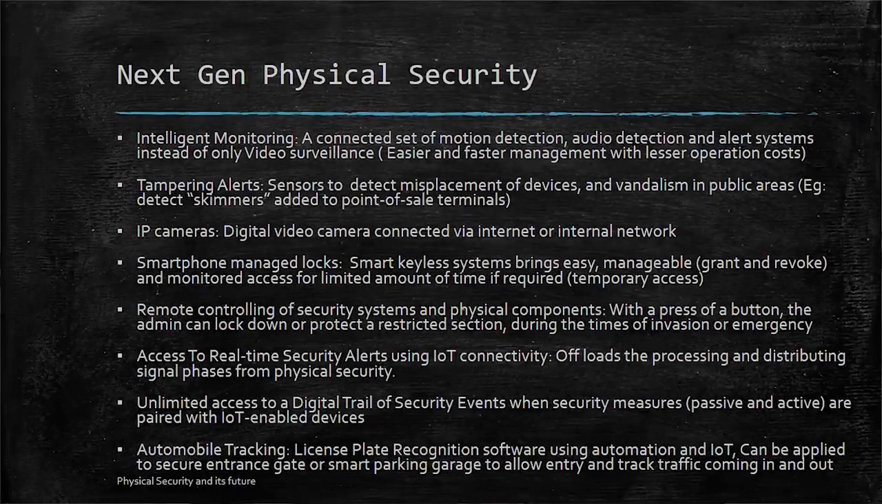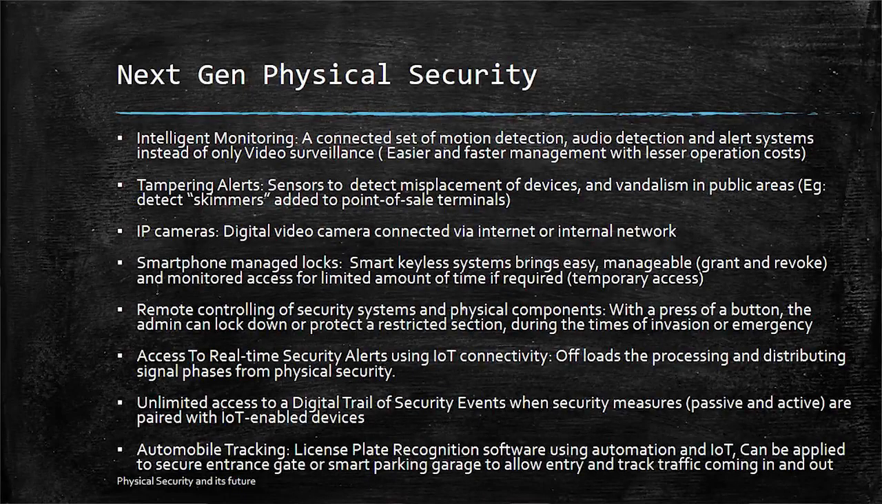So when considering next generation physical security, what would it be? It's intelligent monitoring. It's not just monitoring, it's intelligent monitoring. A connected set of motion detectors, audio detectors, and alert systems instead of just video surveillance. Video surveillance just picks up the video, records it in a DVR, and you review it later. This is much more proactive. It's an easier, faster management system with lower operations cost because it is already a one-time infrastructure.